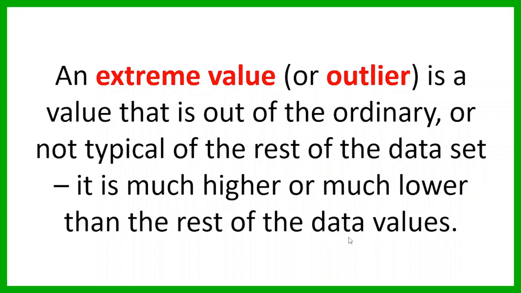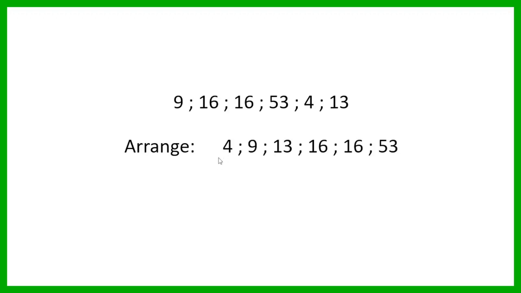Okay, so an example over here, we've got 9, 16, 16, 53, 4, and 13. In this example, first of all, I'll arrange it so I can see outliers more easily. Outliers will always be right at the bottom or right at the top of the data set, so it's easier to see them if you've arranged them. So I'm going to arrange them quickly. And that gives me 4, 9, 13, 16, 16, 53.